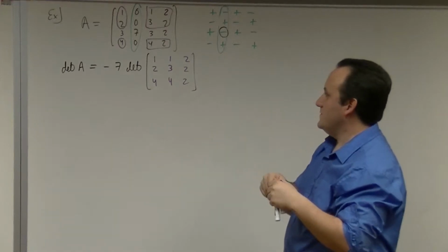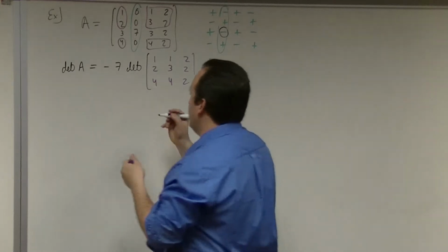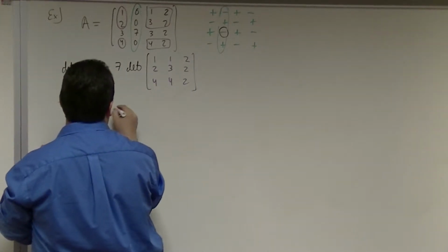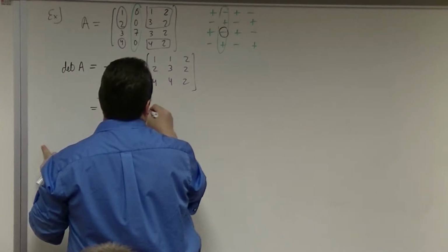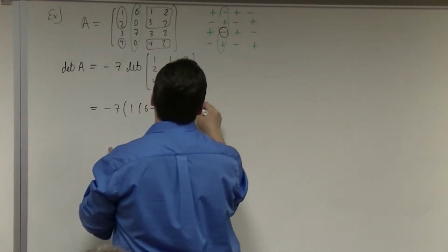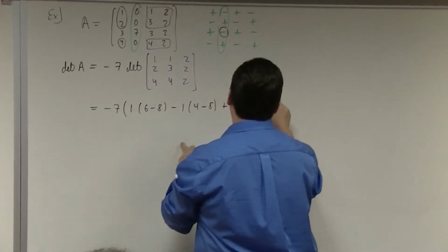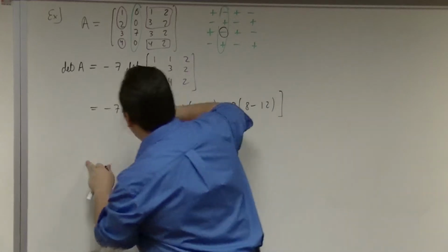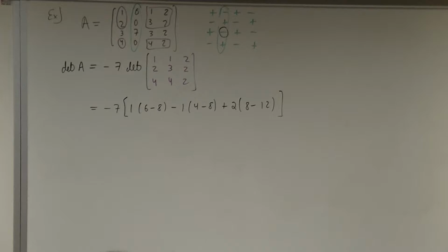All right, and if I don't see anything particularly nice sticking out at me, what I'll just do at this point is go back to the top row expansion. That's my go-to personally, and I just write it out. So this is 1 times (6 minus 8), minus 1 times (4 minus 8), plus 2 times (8 minus 12). This is what I used to calculate the 3x3 determinant there. It's just the top row cofactor expansion.